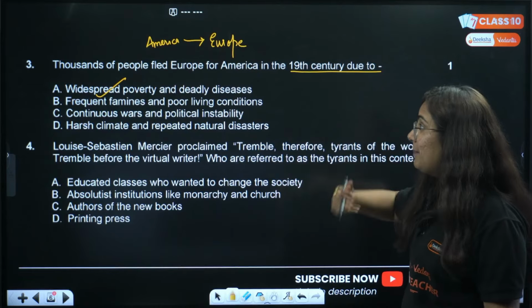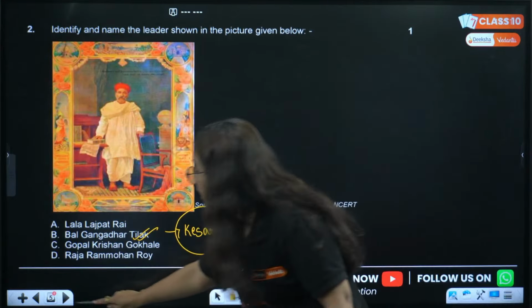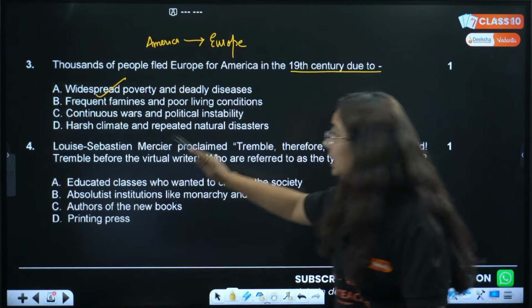Now see the pattern. We did the first question from the chapter Europe, the second from the chapter India, and the third question from the chapter Making of the Global World. MCQs, weightage of the MCQ, analyze this. Now comes the next question.